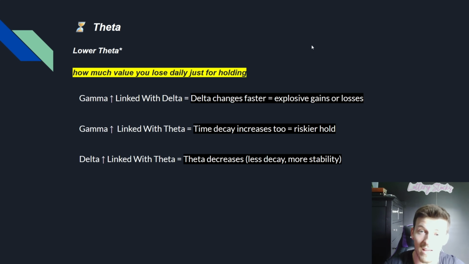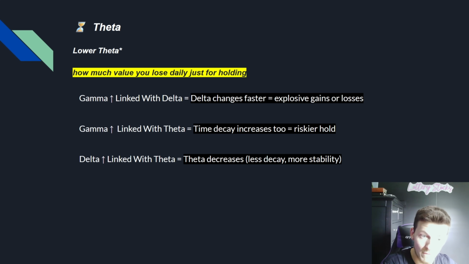High gamma linked with high delta equals delta changing faster, or explosive gains or explosive losses. This is why it's important for your contract. So if you're looking at high gamma linked with delta, the delta is going to change faster. So as the price moves, you're going to have a lot of gains or a lot of losses.